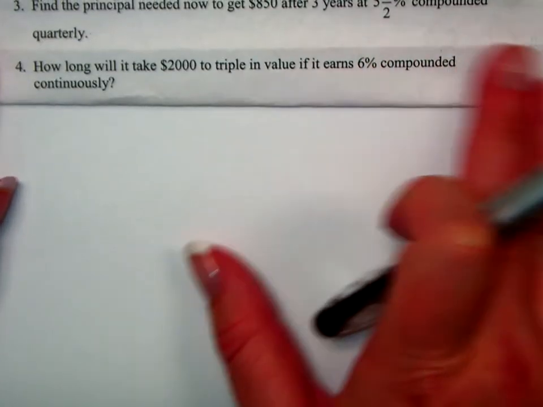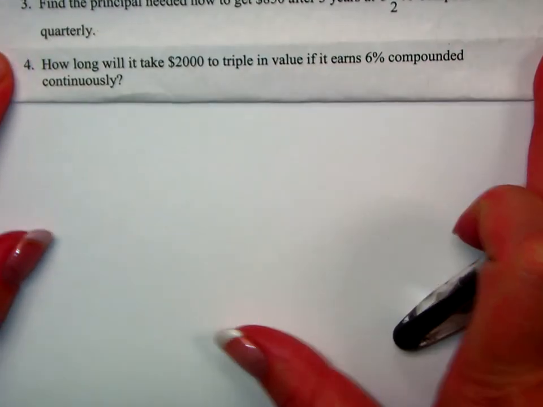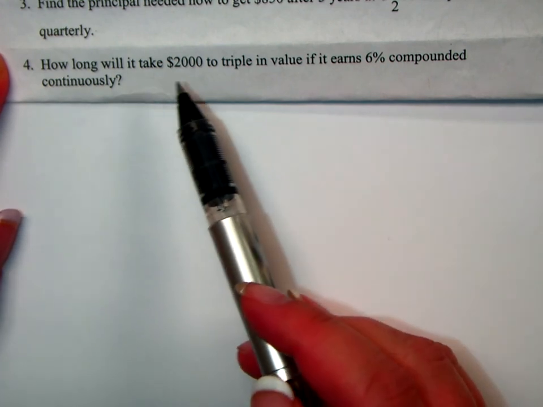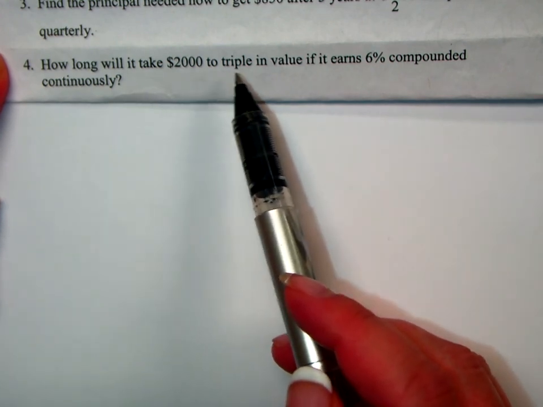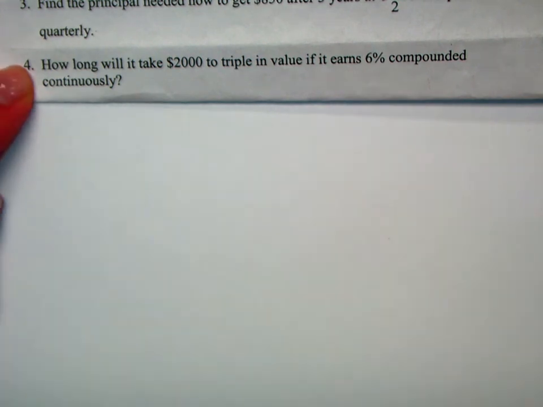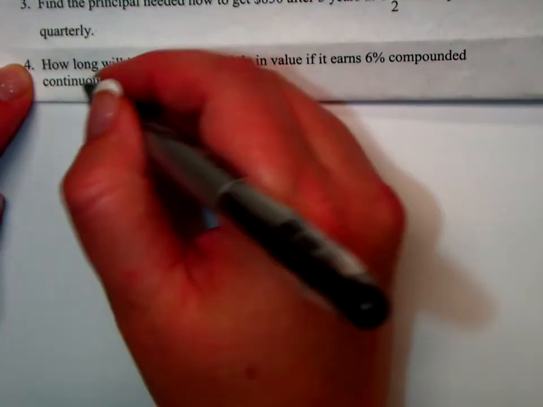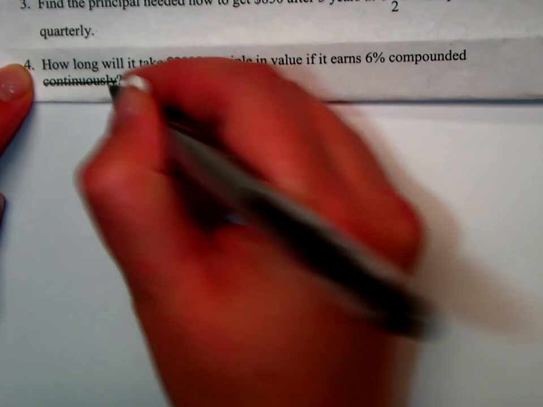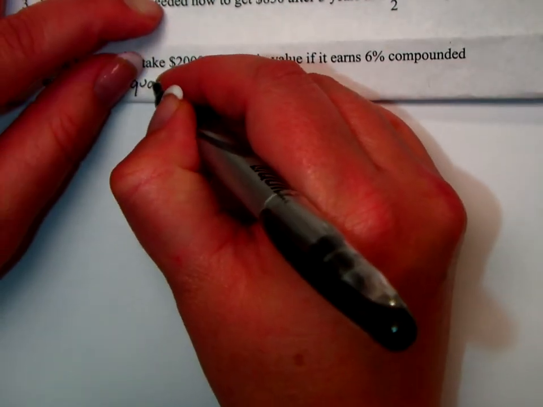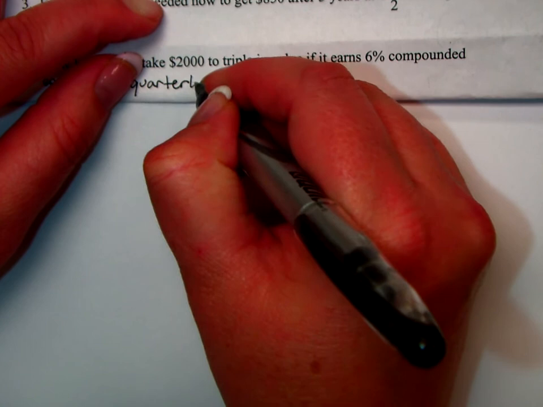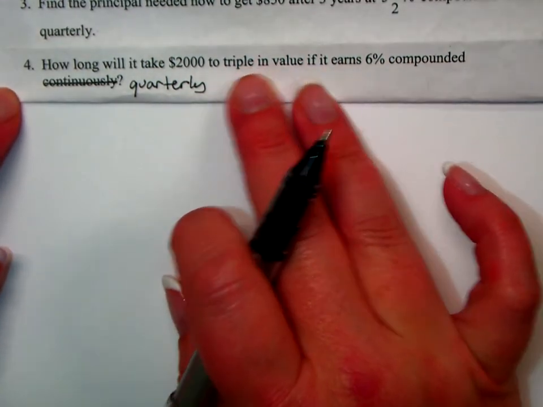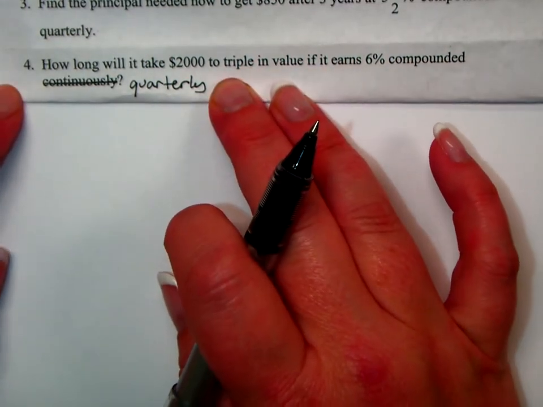Excuse my high-tech demonstration process here. All right, number 4. How long will it take $2,000 to triple in value if it earns 6% compounded continuously? Here's that continuous. Let's compound this money quarterly. Let me change it just so I can show you this example, because the compound interest formula only works if it's not continuous.